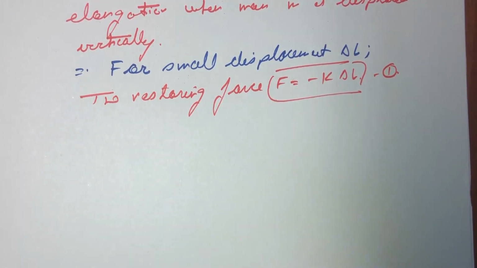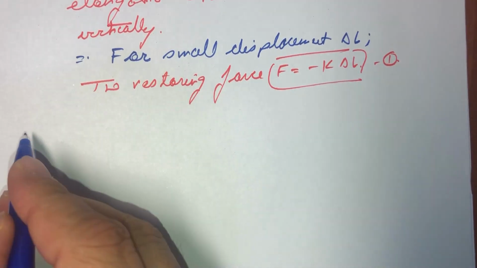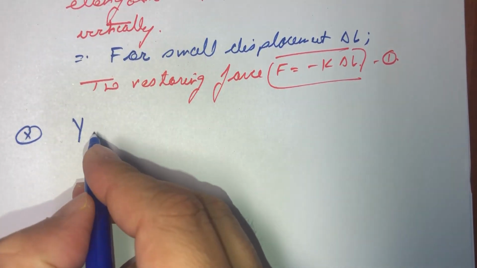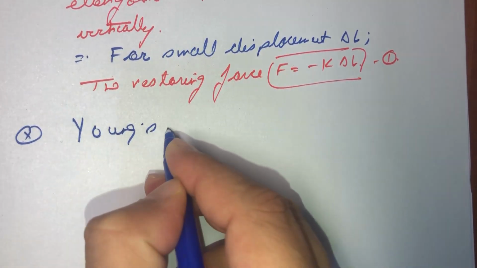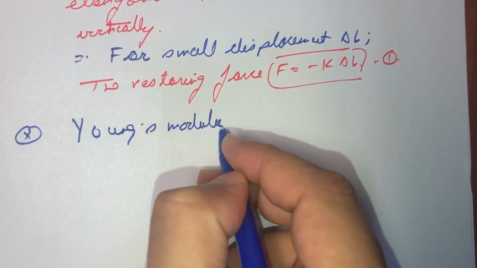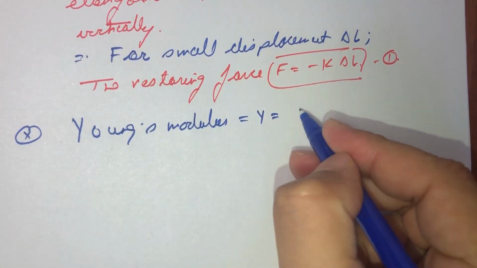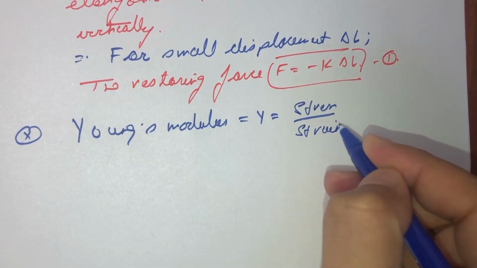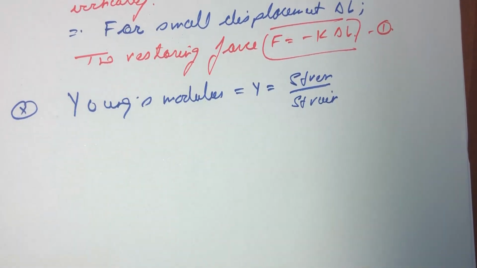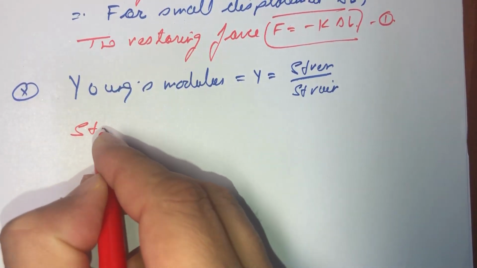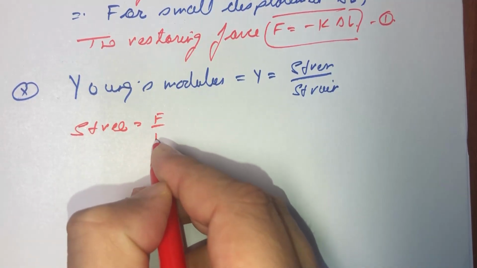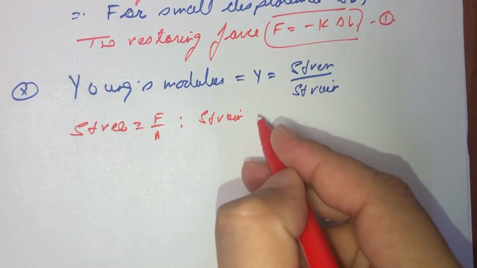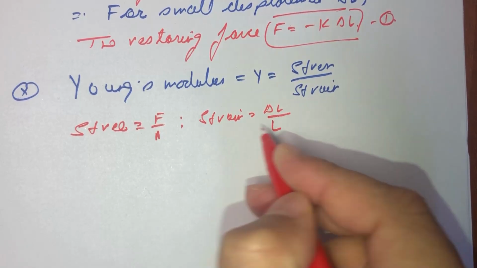Now we can also use the formula for Young's modulus of elasticity. Young's modulus Y is equal to stress over strain. Stress is equal to force over area, F upon A, and strain is equal to change in length divided by original length.